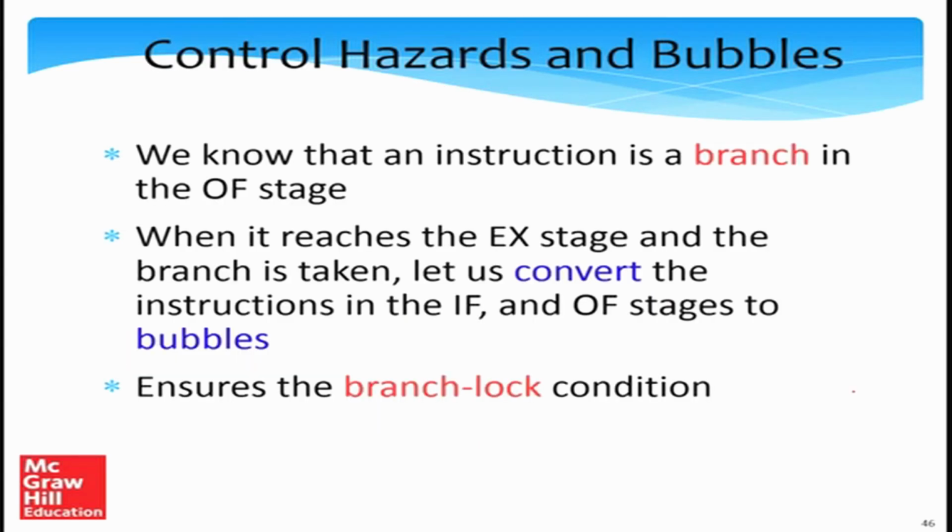So let's talk about control hazards and bubbles. We now know that an instruction is a branch in the OF stage. So when it reaches the EX stage and the branch is taken, we convert the instructions in the IF and OF stages to bubbles. We have to do that. This will ensure the branch lock condition, which was basically that we do not allow any instruction on the wrong path to execute and move down the pipeline.